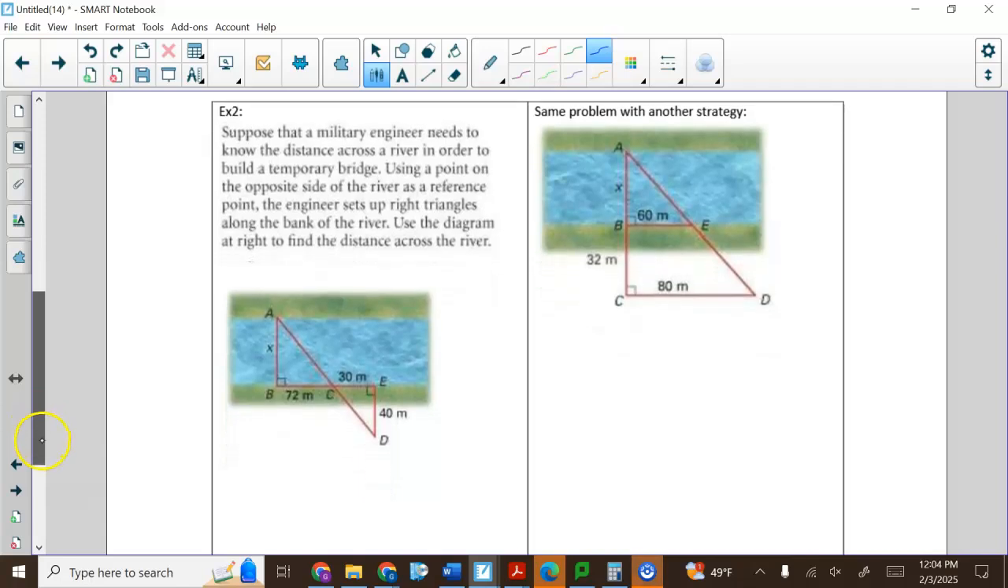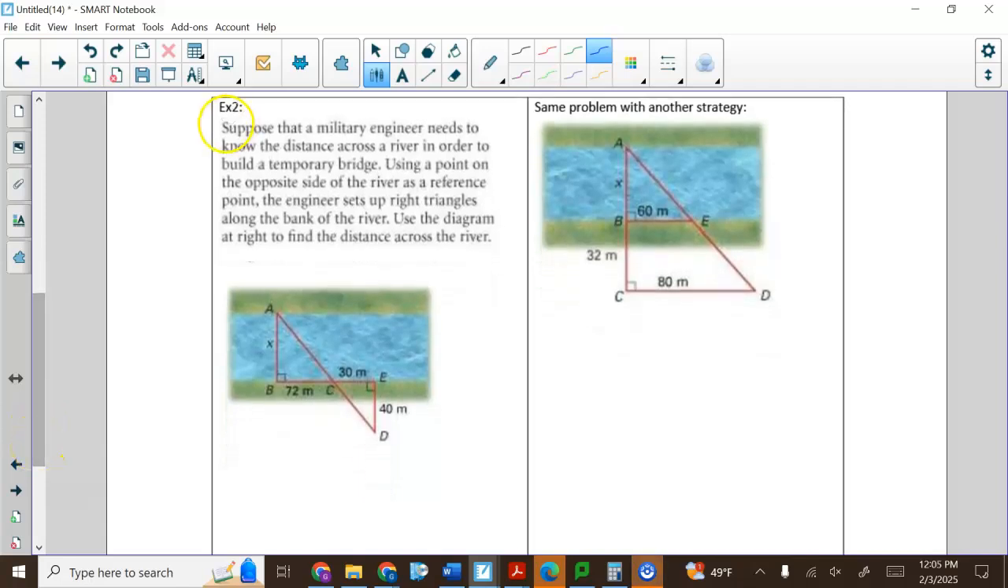All right, the last one we're going to look at, example 2, we're just going to look at the first case, not the other strategy. It says, suppose a military engineer needs to know the distance across a river. Using a point on the opposite side of the river as a reference point, the engineer sets up right triangles along the bank of the river. Use the diagram to find the distance across the river.